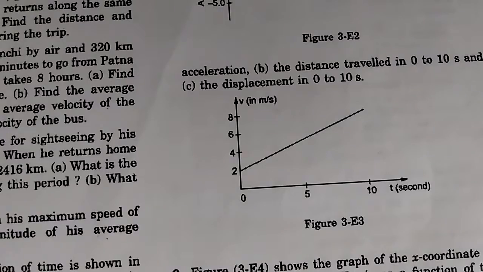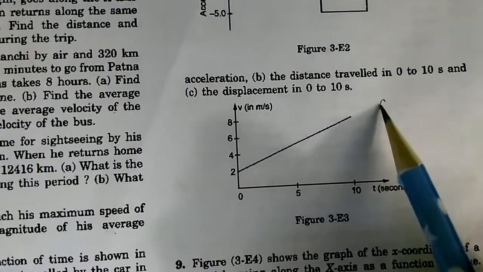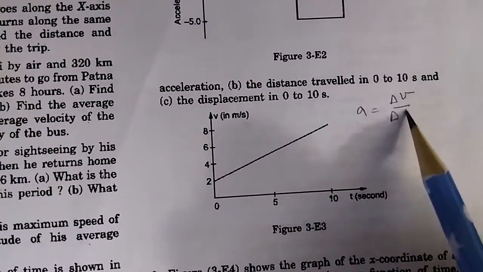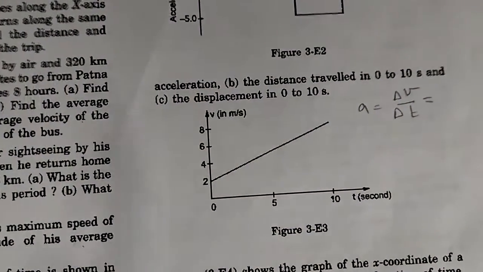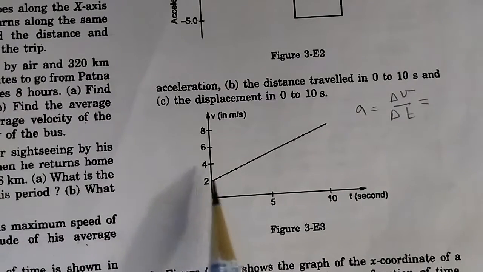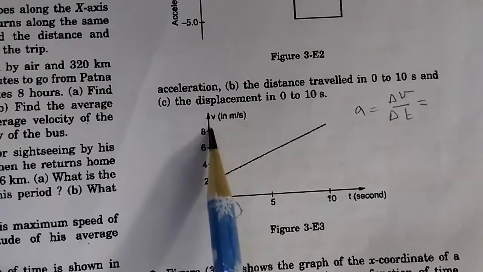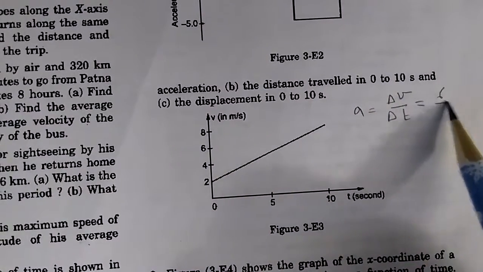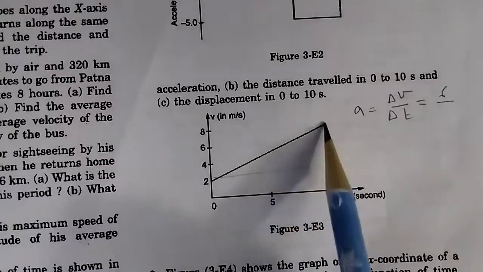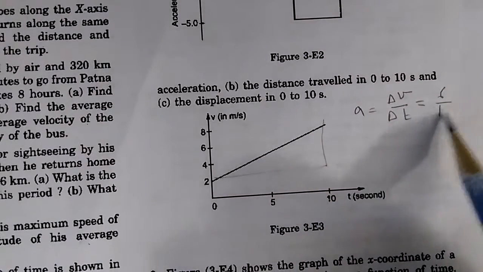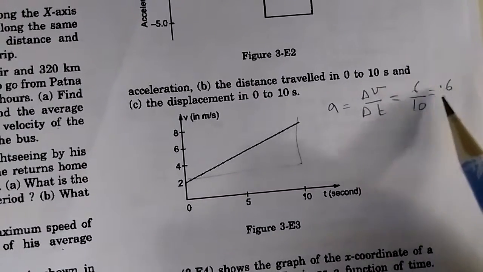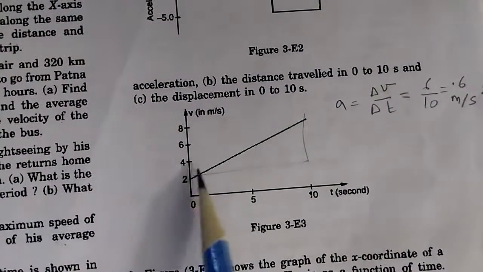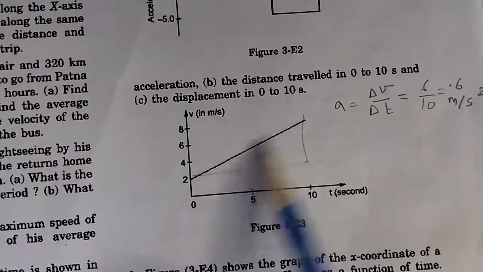The acceleration should be easy. What is the acceleration? It's the change in velocity divided by change in time. We'll do it right here because it's an easy problem. Now the change in velocity is from 2 to 8 meters per second. So it is 8 minus 2, which is 6, divided by the time taken for this change, which is 10 seconds. 6 by 10 or 0.6 meters per second squared. This is the answer to part A. All you need to do is find the slope of this line.